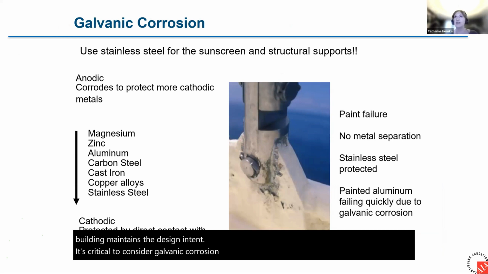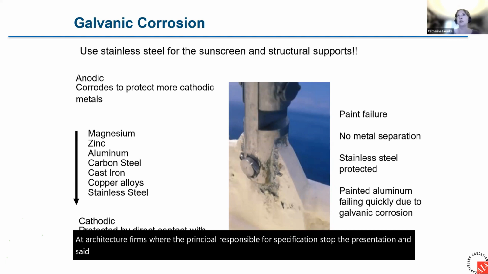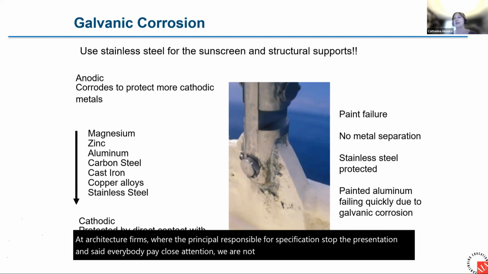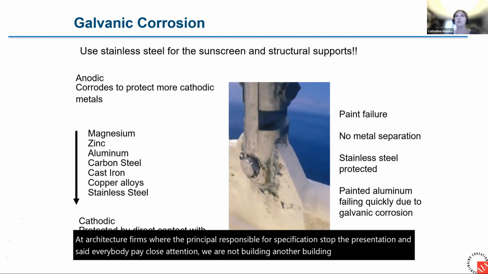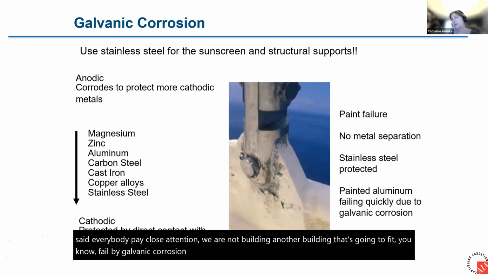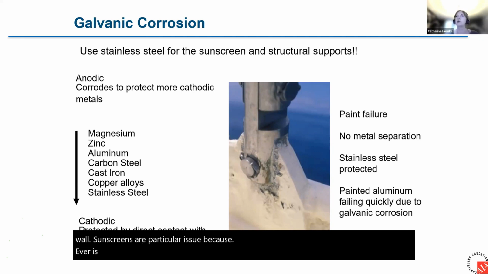I have been present in numerous meetings at architecture firms where the principal responsible for specification stopped the presentation and said, "Everybody pay close attention. We are not building another building that's going to fail by galvanic corrosion." And these were typically, it could be curtain wall. Sunscreens are a particular issue because whatever is corrosive in the environment will settle on surfaces behind sunscreen.